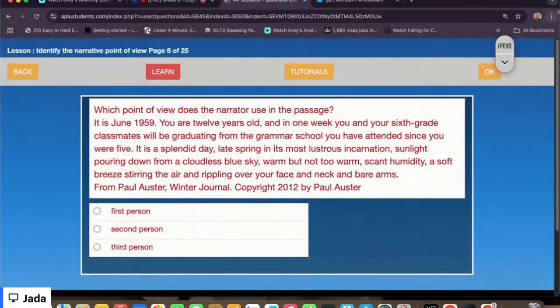In June 1959, you are 12 years old, and in one week, you and your sixth grade classmates will be graduating from the grammar school you have attended since you were five. It is a splendid day, late spring in its most lustrous incarnation, sunlight pouring down from a cloudless blue sky. Warm but not too warm, low humidity, a soft breeze stirring the air and rippling over your face and neck and bare arms. First, second, or third?